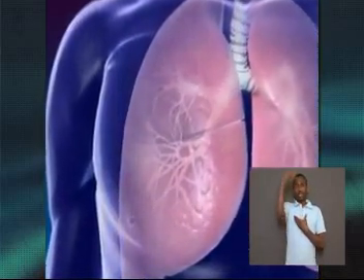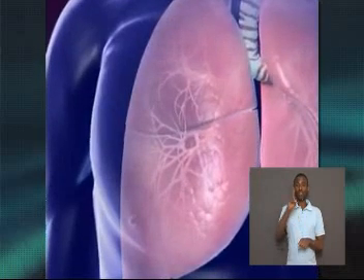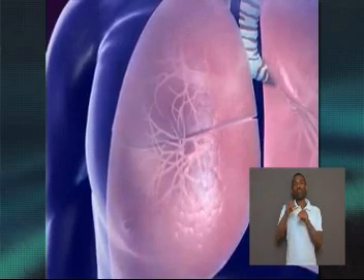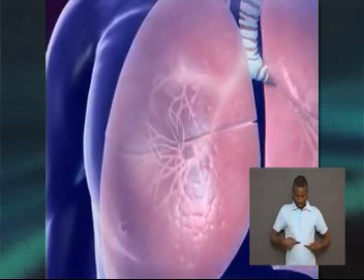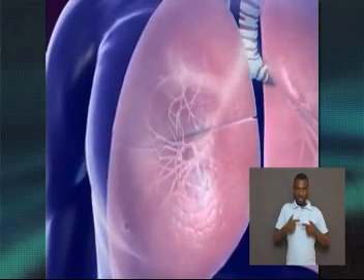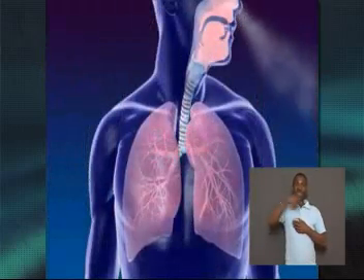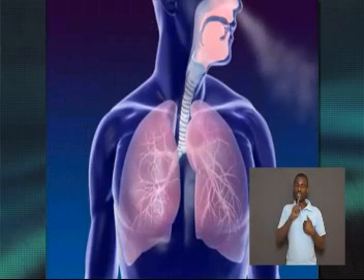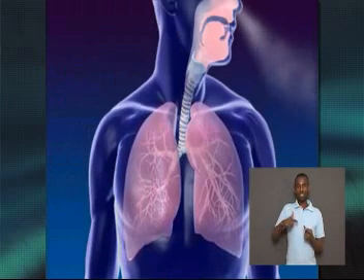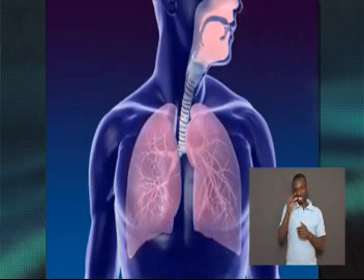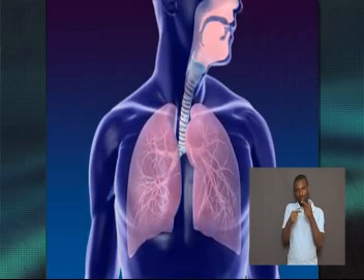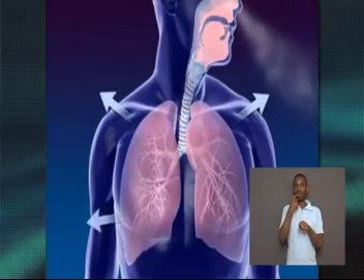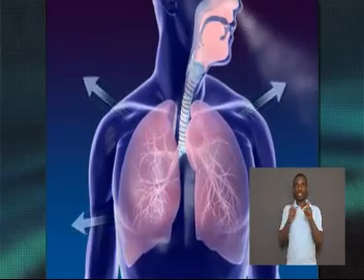When we breathe in, the diaphragm moves downward, and the rib muscles pull the ribs upward and outward. This enlarges the chest cavity and reduces the air pressure in the lungs, so air from the higher atmospheric pressure is pulled in through the nose and mouth.